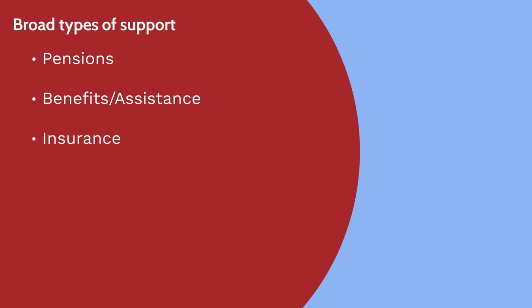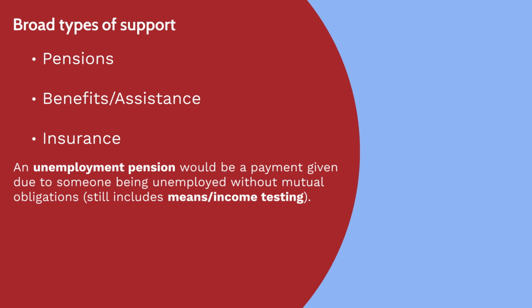So what types of income support can we have? We can have them for a whole range of things as we discussed, but I just want to think about three types of categories: pensions, benefits or assistance, and insurance. If we look at unemployment, an unemployment pension is a payment given to someone due to them being unemployed, but it does not hold mutual obligations. They don't have to do training, they don't have to do some type of searching for work.